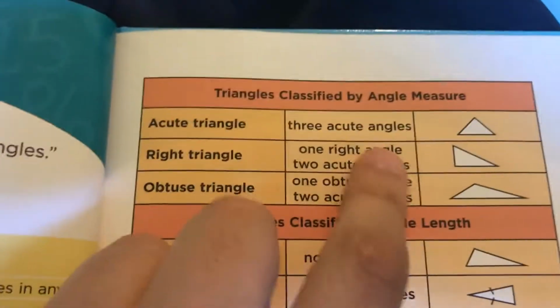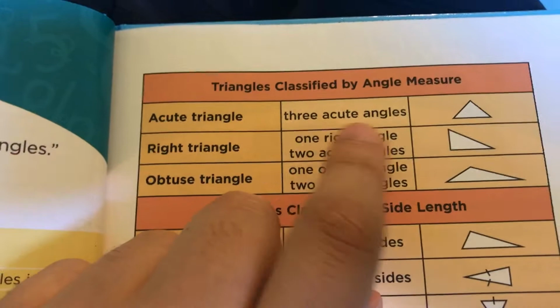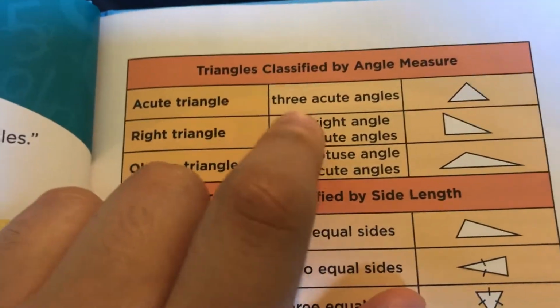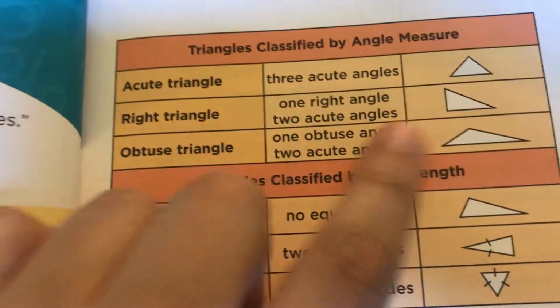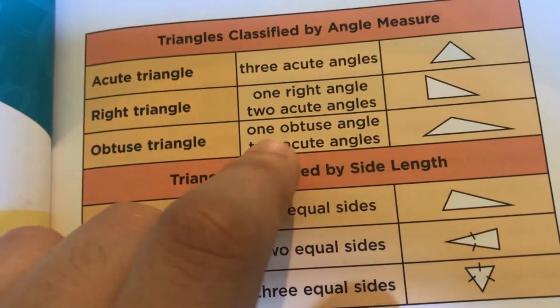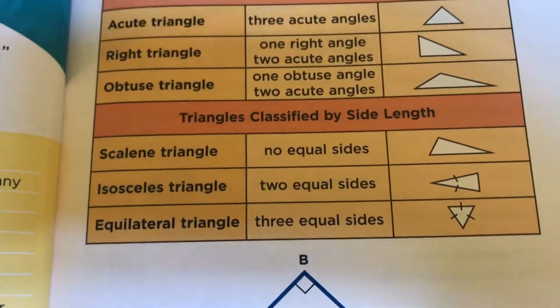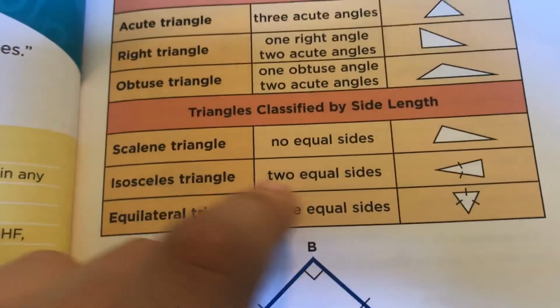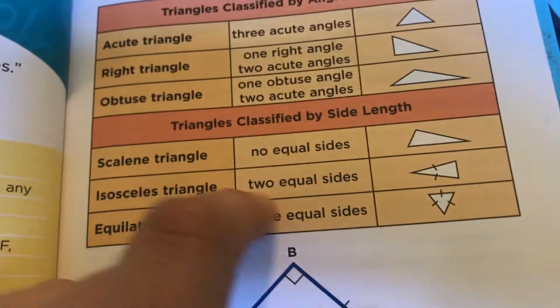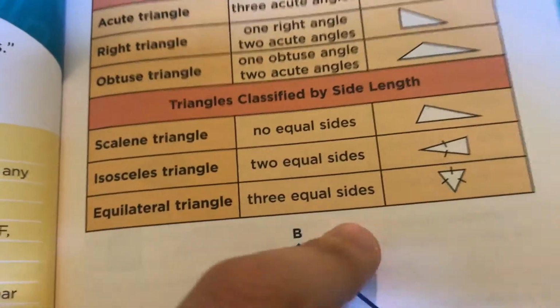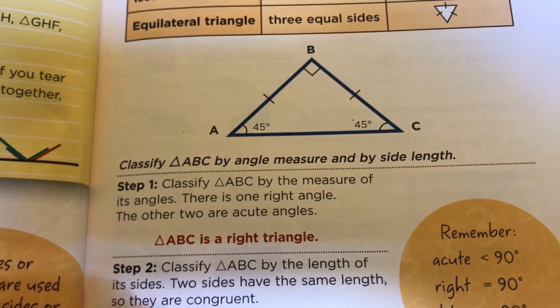Triangles classified by angle measure. Acute triangle, 3 acute angles. Right triangle, 1 right angle, 2 acute angles. Obtuse, 1 obtuse angle, 2 acute angles. Triangles classified by side length. Scalene, no equal sides. Isosceles, 2 equal sides. Equilateral, 3 equal sides. Okay?